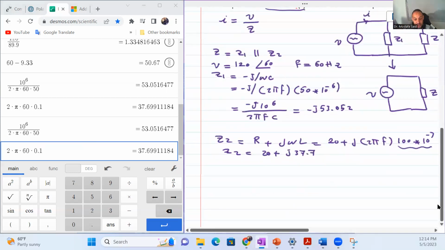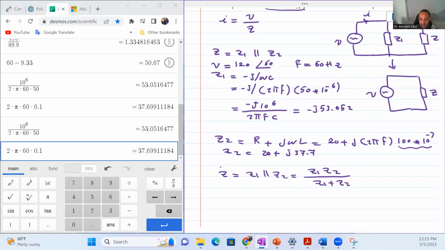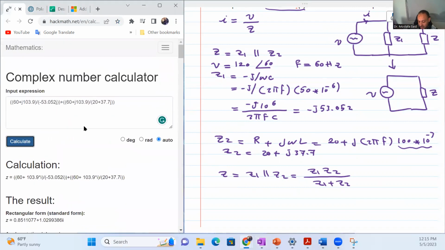Now we have V, we have Z1, we have Z2. So let's write I equal to... I'm sorry, we still don't know Z. So Z is equal to Z1 parallel with Z2. As we did in DC circuits, this will be Z1 multiplied by Z2 over Z1 plus Z2. And now it's time for our first use of our free online complex number calculator. So we go to this website here. It's very simple. Of course, I already did some of the calculations there, so I'm going to remove all of that and rewrite them from the beginning to teach you.